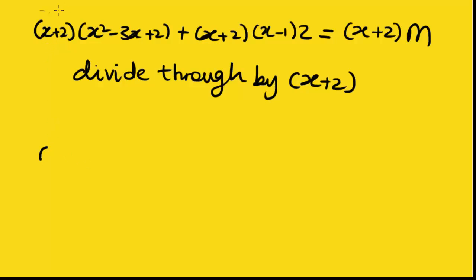Without going into much detail, you just see that if you divide this term by x plus 2, the x plus 2 cancels out. If you divide this expression by x plus 2, x plus 2 cancels out. If you divide this expression by x plus 2, x plus 2 cancels out. So basically x plus 2 here will be 1, here 1, and 1.